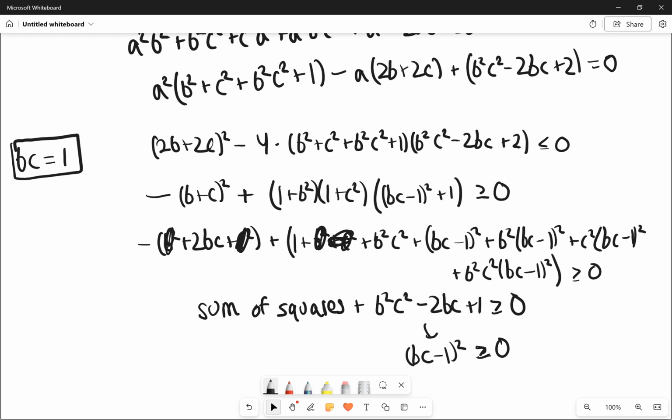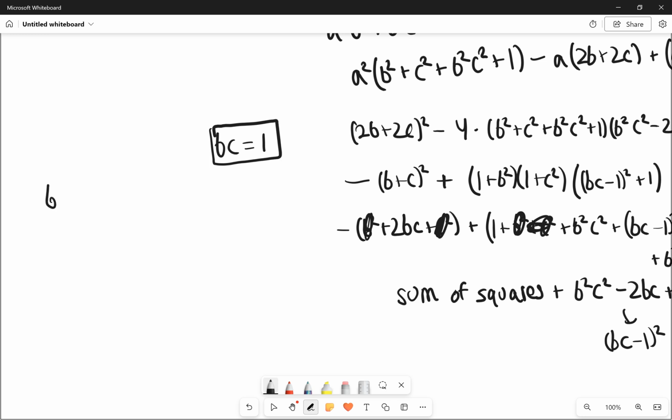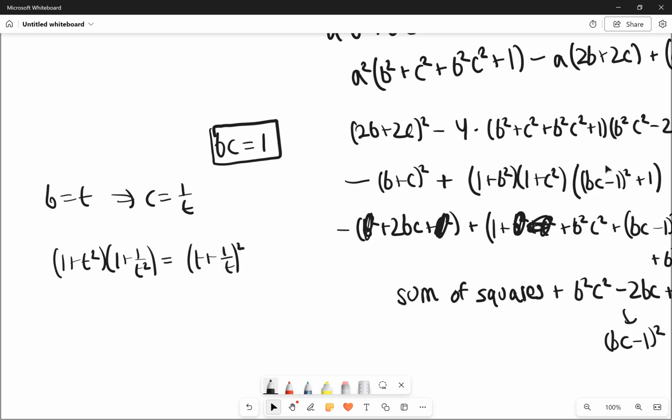Now we can just finish up the problem from here. So let's let b is equal to t, so that c is equal to 1 over t. Then we have that this one here is just 1 plus t squared, and then 1 plus 1 over t squared, and that is equal to (t plus 1 over t) squared, because we have 1 plus t squared on the top and t squared on the bottom. And that's the leading coefficient of our quadratic, which is over here, because that's how it factors.